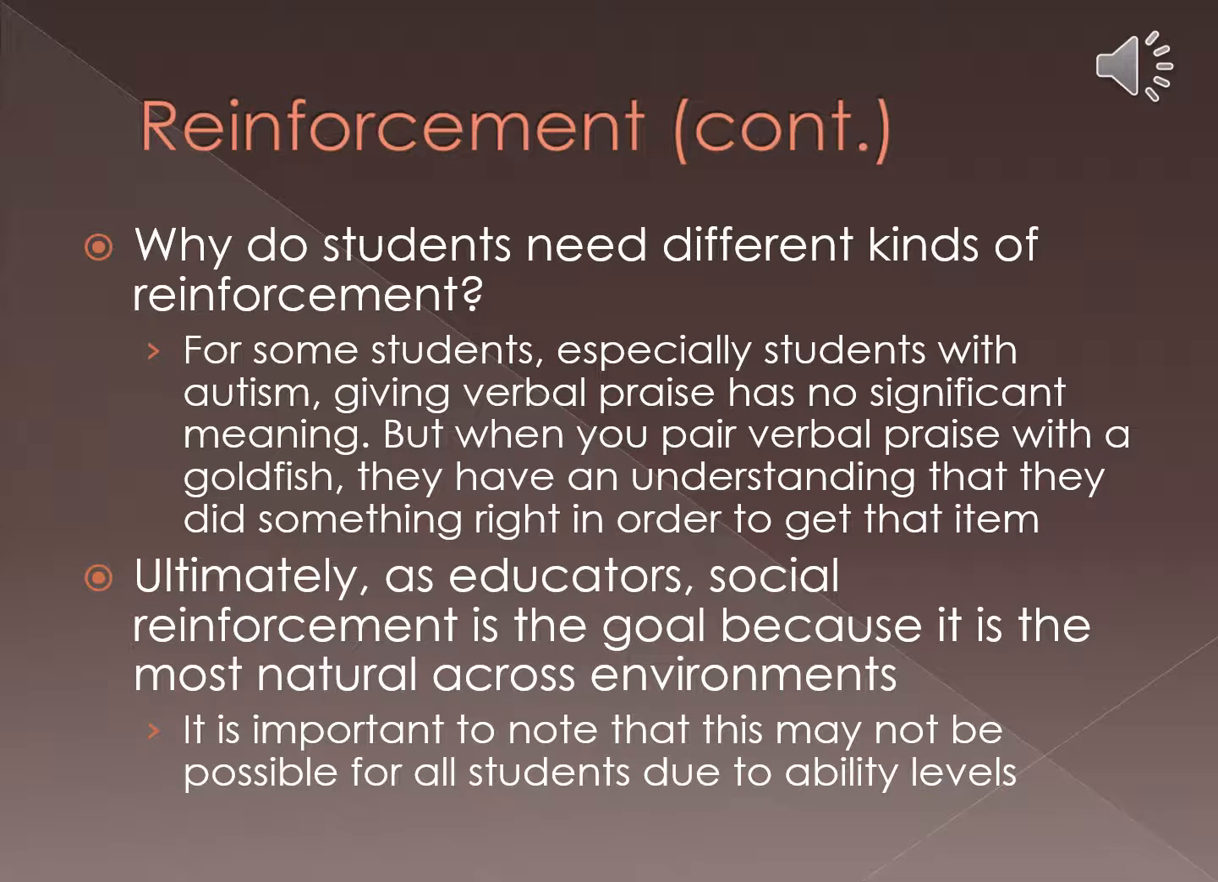Next, we're going to talk about why students need different types of reinforcement. So I talked about social reinforcement, tangible items, or edibles. For some students, especially students who have autism spectrum disorder, giving them verbal praise has no significant meaning. If you say good job to a student, it may not mean much, if anything at all, depending on their ability level. But if you pair that verbal praise, so that good job, with a goldfish, then they have a better understanding that they did something right in order to get that item.